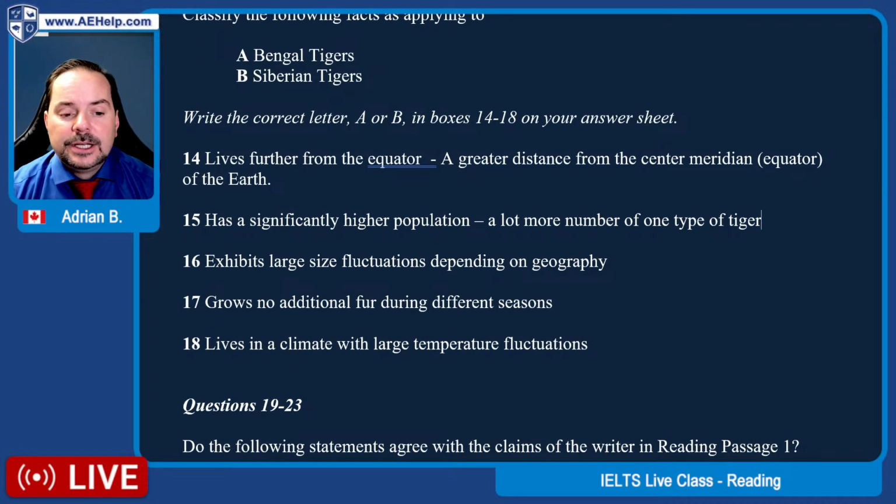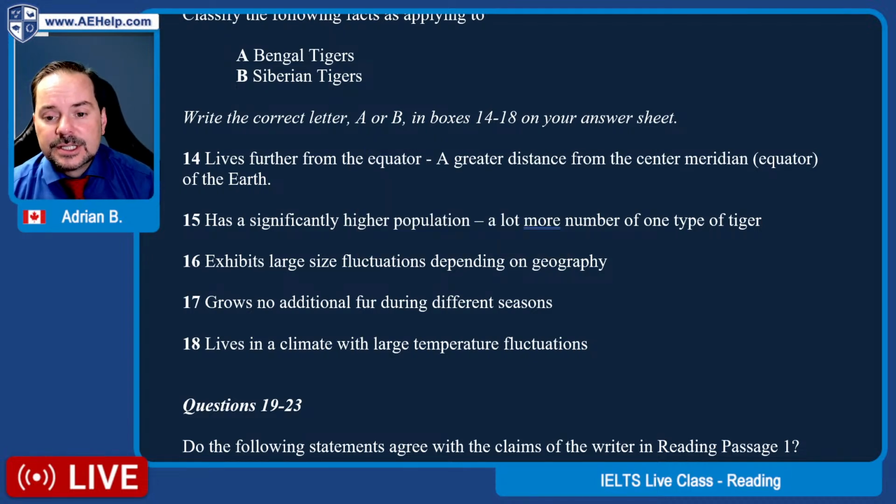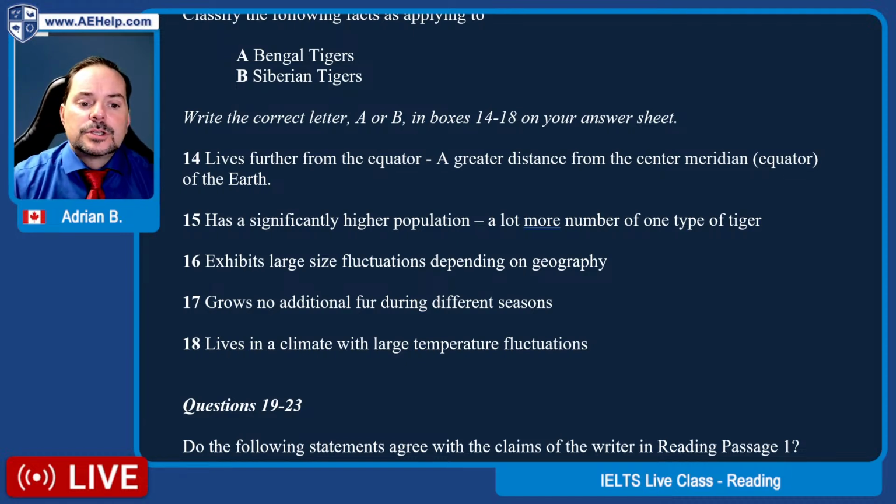Number 14, lives further from the equator. And I paraphrase this. Remember, I said a greater distance from the center meridian of the Earth, the equator. So which one is this? Is this the Bengal or the Siberian tiger?